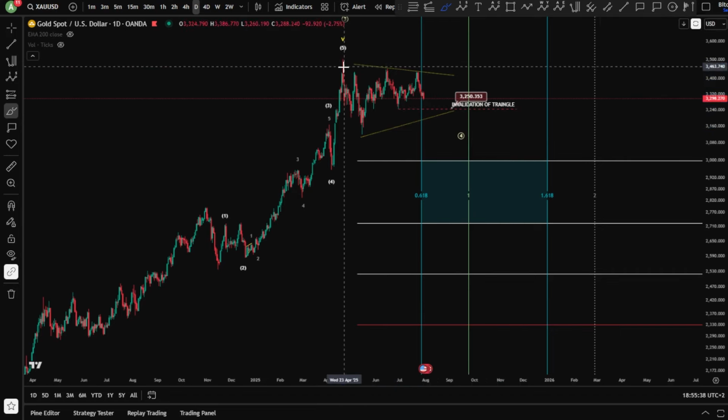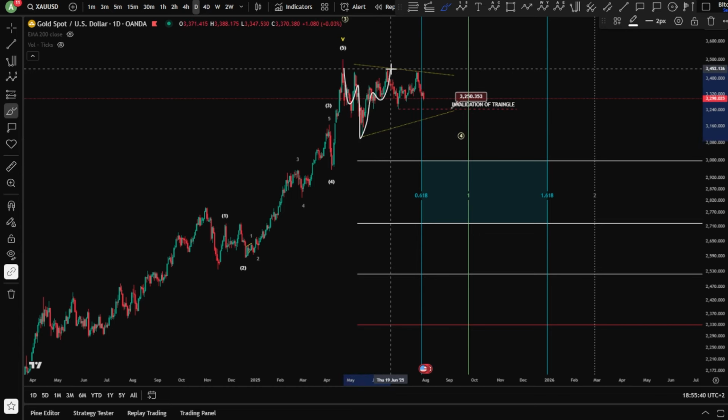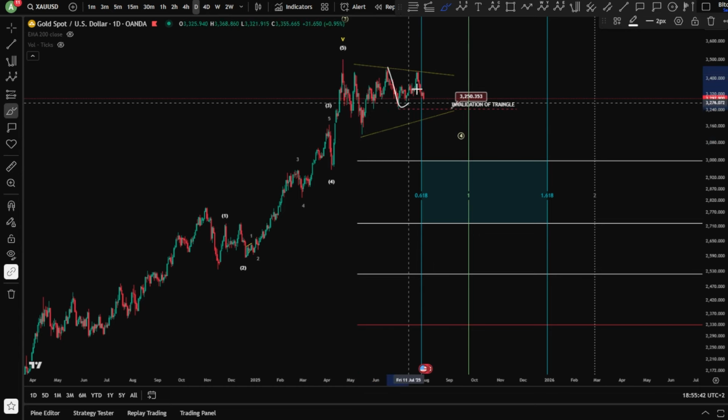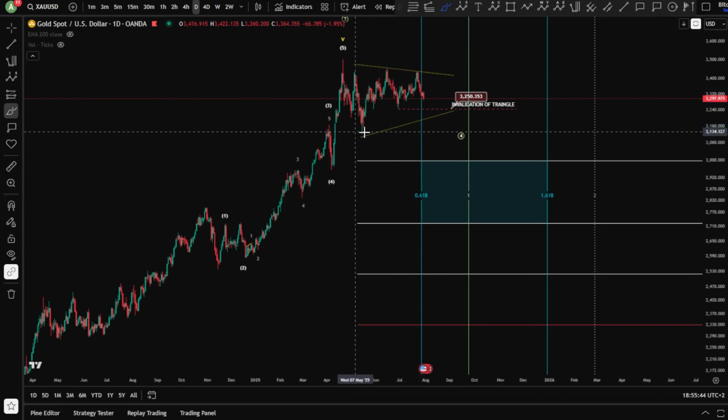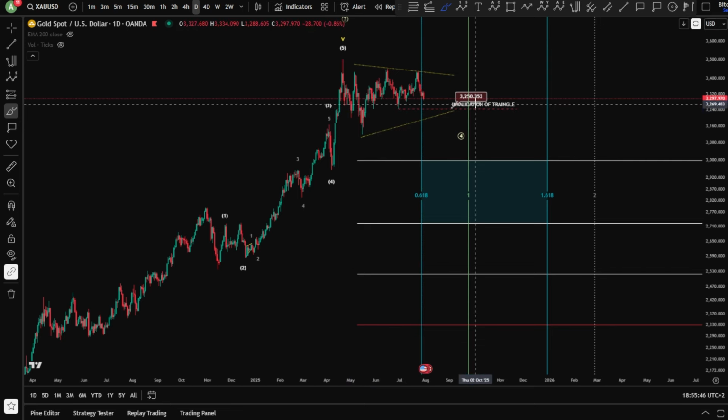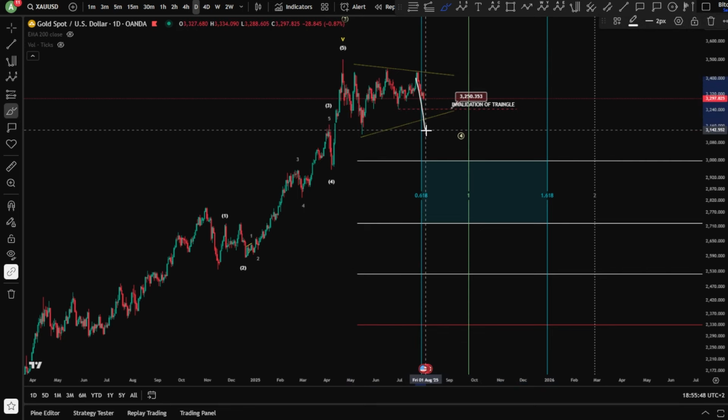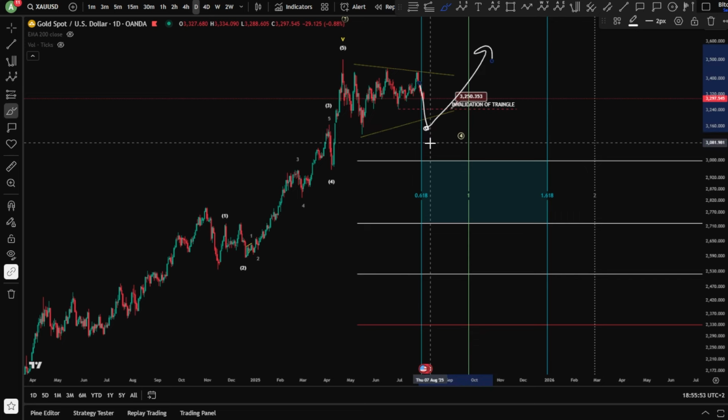The second scenario is a possibility that we might take this invalidation and transform into something like a W, an X here, and then a wave Y. The wave Y might be a zigzag here. It might take the low, it might not take it, but with the invalidation of the triangle, you have to consider it as a wave Y, and then moving toward the upside.